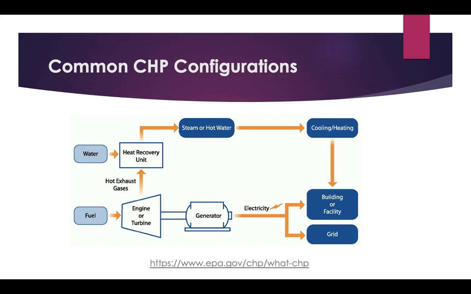Common CHP configuration. So you can see in this flow diagram. Firstly, the fuel is given as input to the engine or turbine that is coupled to the generator, and the generator produces electricity as its output. The hot exhaust gases from the turbine can further also be used again to rotate the turbine. So this is the common CHP configuration.